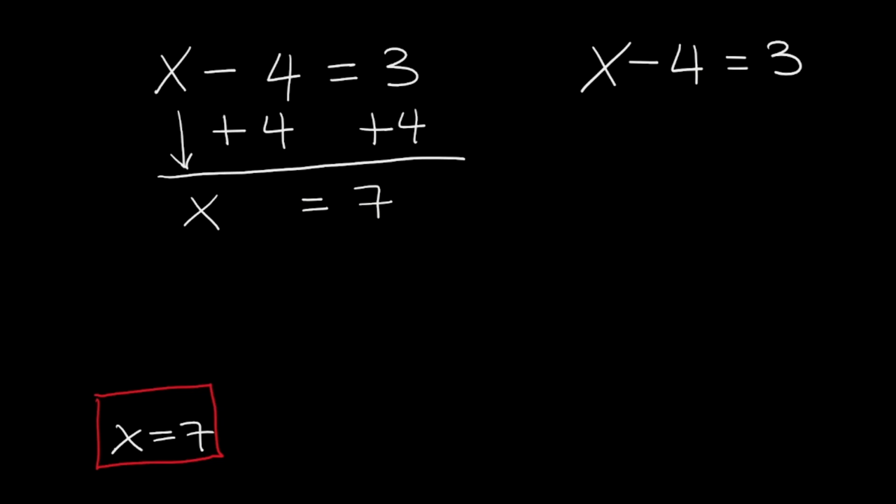Now for this equation, we can take the negative 4 and take it to the right. Once we change sides of the equal sign, the sign in front of that number changes. So this becomes x = 3 + 4, and that is 7.